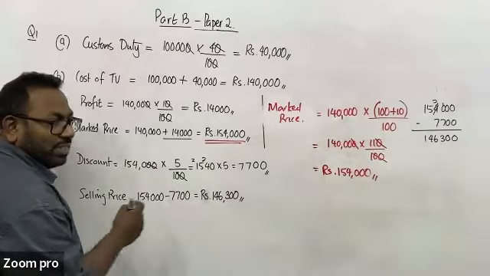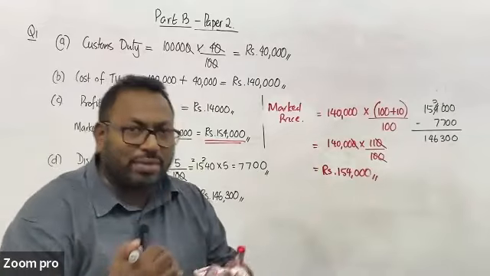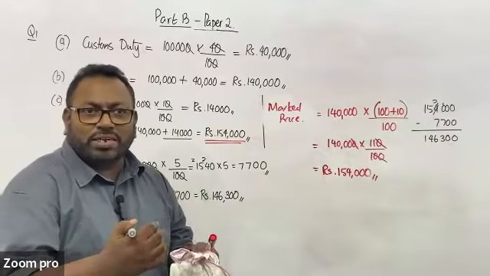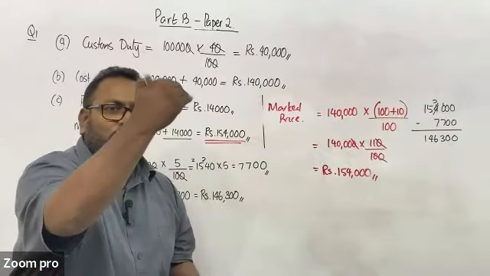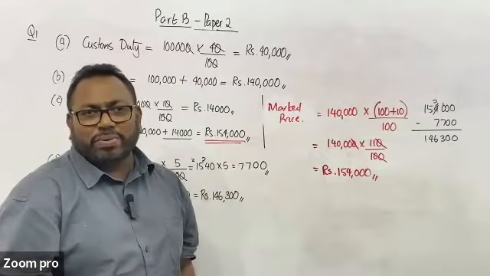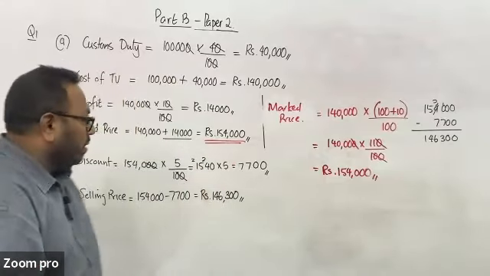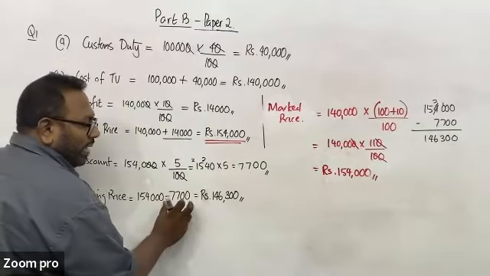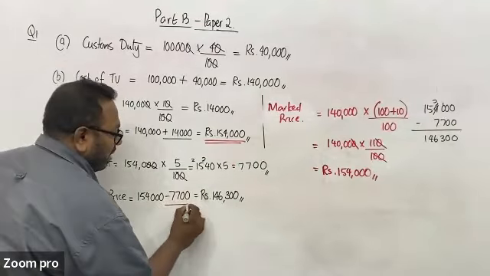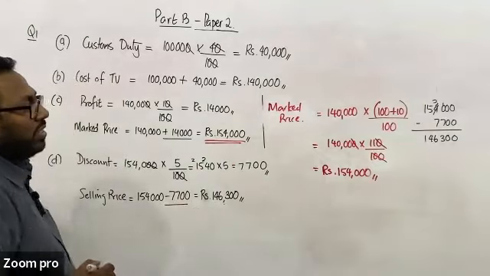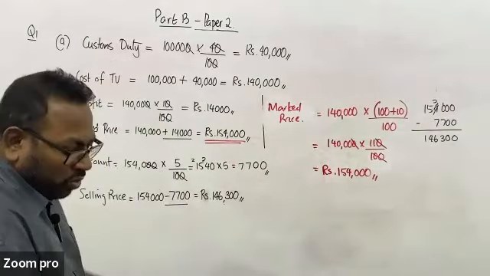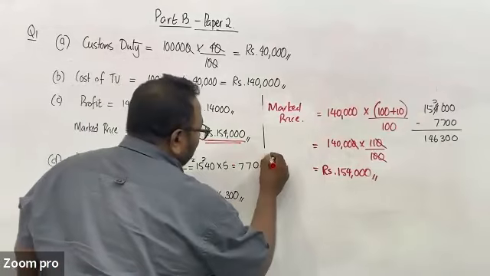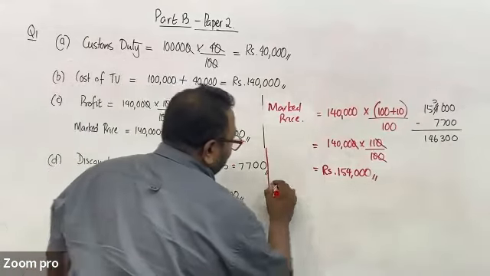When we are giving a discount, we are reducing the price. When you're giving a discount, you're giving a special price to the customer. So you have to reduce it from the original price. That means subtract. So 154,000 minus 7,700, you will get 146,300. Okay. I'll do it in a shorter way.